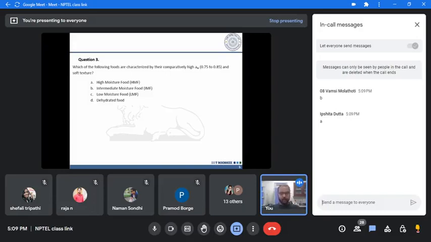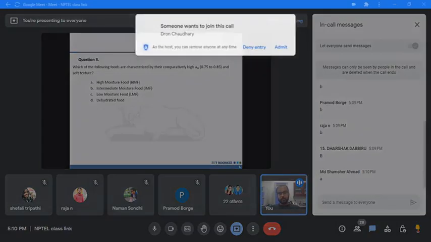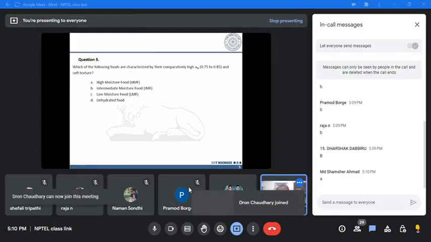Vamsi is saying B. Ipsita Datta is saying A. Pramod Borge, B. Harshvardhan Maurya, B. Raja N, B. Darshak is also saying B. So whoever is saying option B, intermediate moisture food, they are right.